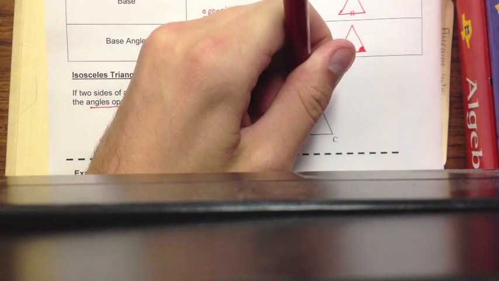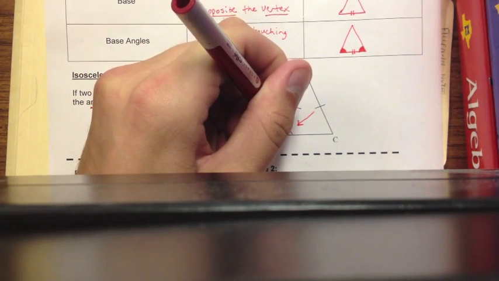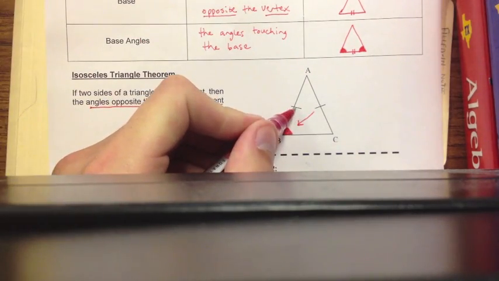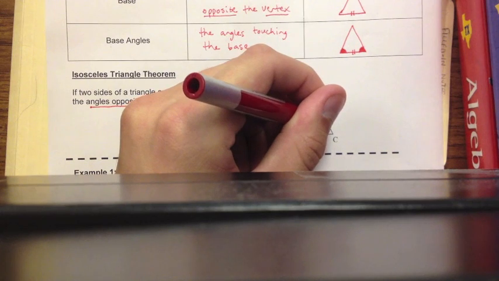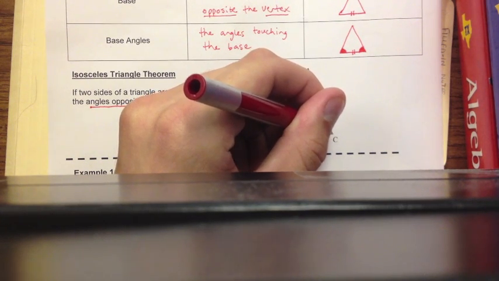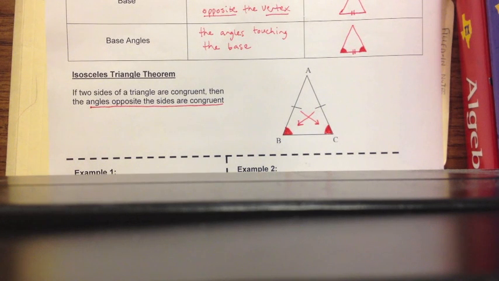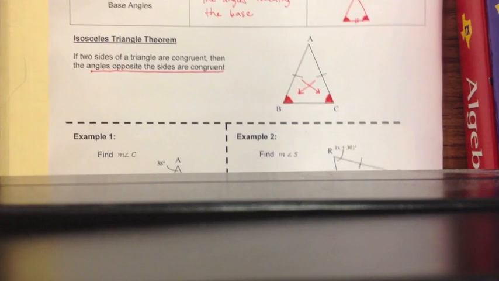Draw an arrow from the tick mark on one side to its opposite angle and shade that in. By opposite angle, all we're talking about is the angle that is not touching that side. As you can see, we can draw an arrow right across the triangle from one side to its opposite angle. Essentially, if two sides of my triangle are congruent, the angles opposite those sides are also congruent. Opposite sides, opposite angles, congruent sides, congruent angles.